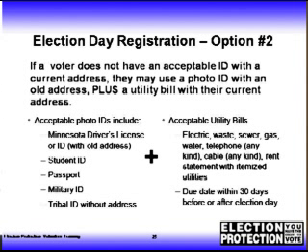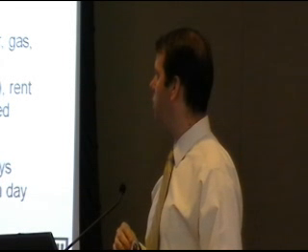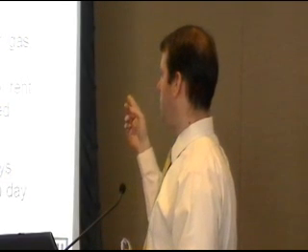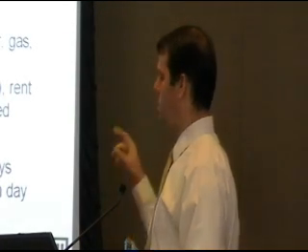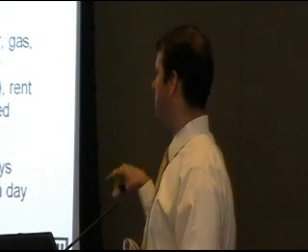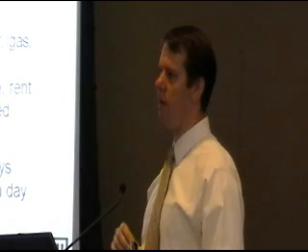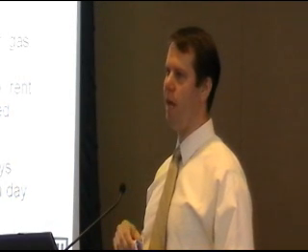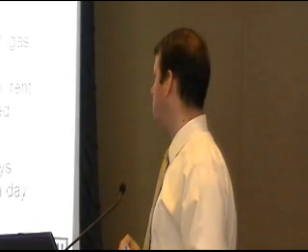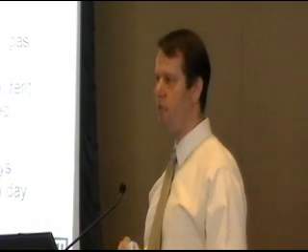If they don't have an ID that has a current address, so if they've moved and they haven't updated their driver's license, you can use a photo ID with an old address plus a utility bill that shows your current address. And these are the types of utility bills that will qualify. One thing to note, and this has come up in the past, is that the due date on that bill has to be within 30 days before or after the election. In 2008, a couple people tried to register using this, but the bill was from 90 days ago. And so they couldn't register using this option.